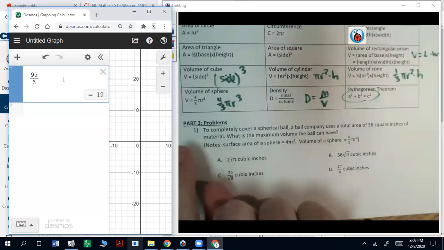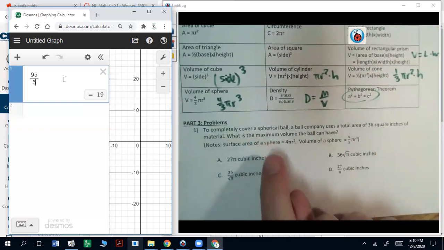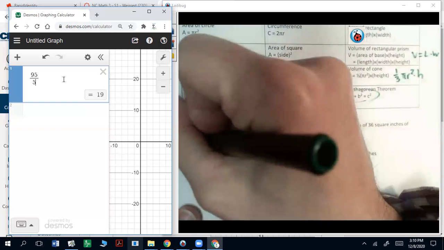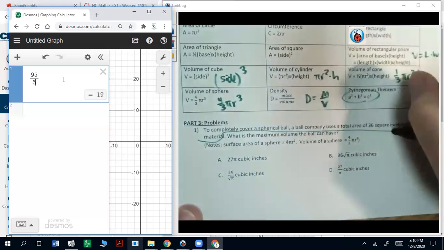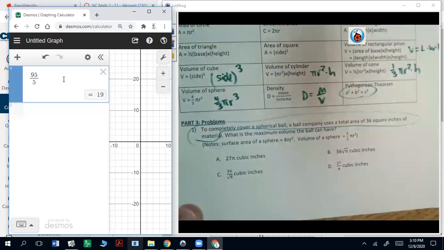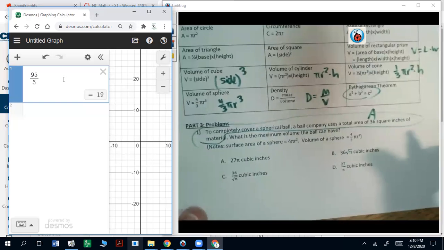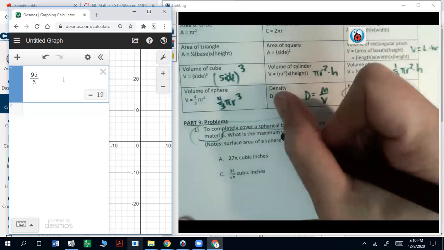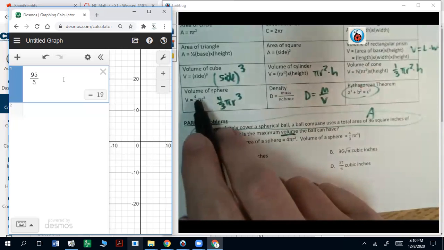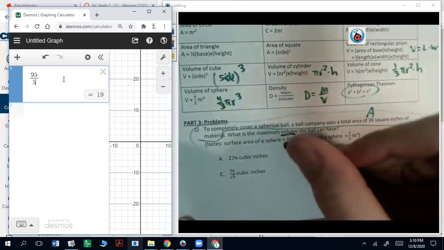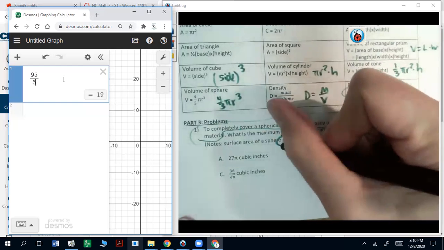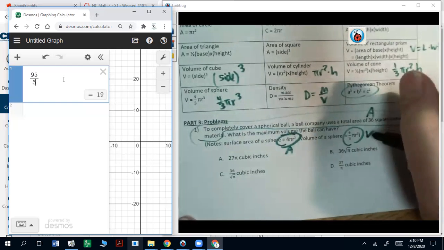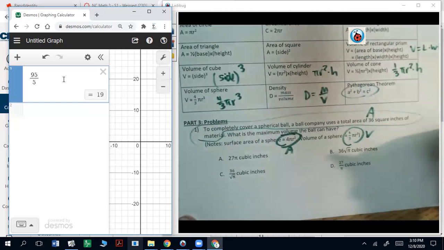So let's look at question number 1. To completely cover a spherical ball, a company uses a total of 36 square inches of material. Let's stop right there. It gives you the area, all right? Area of a sphere. What's the maximum volume of a sphere? Now we know the volume formula is up here, but it doesn't give you the area formula. But in here it says, note the surface area of a sphere is 4 pi r squared, and the volume of a sphere is 4/3 pi r cubed. So it gives you that information.